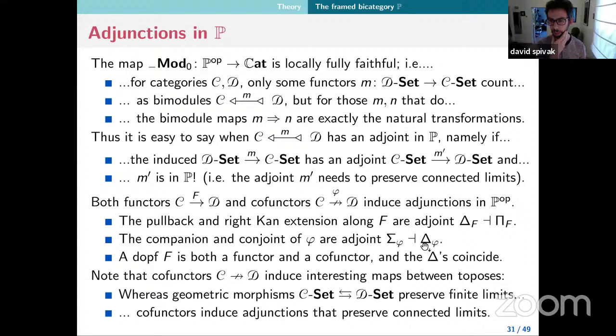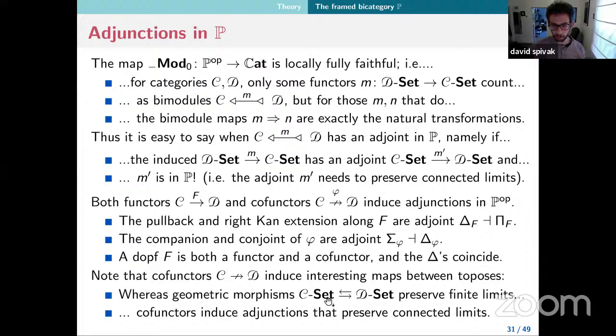and those will also be adjoint bimodules. I'll write them as Sigma and Delta, even though this Sigma might seem to conflict with Sigma along a functor. The thing is that a Sigma along a functor, the left Kan extension, is only going to be in P when that functor is a discrete opfibration. And in the case where the functor is a discrete opfibration, it's both a functor and a cofunctor. So a discrete opfibration is where they kind of meet, and then the two things I've called Delta coincide. So you kind of have Deltas and Pis for functors and Sigmas and Deltas for cofunctors, and they agree for discrete opfibrations.